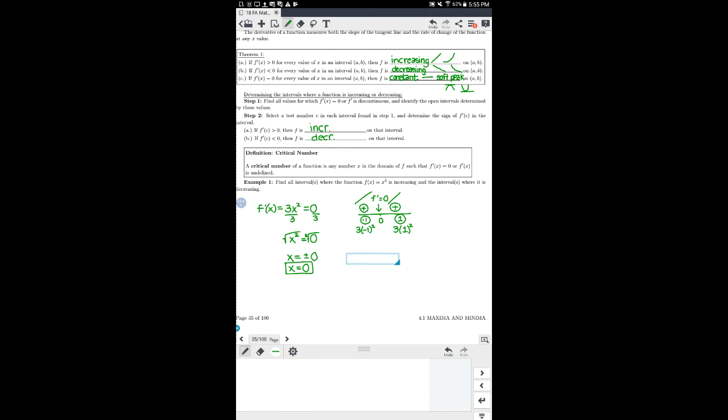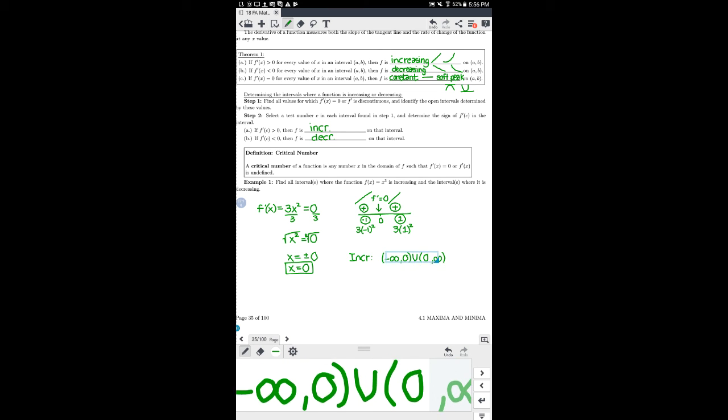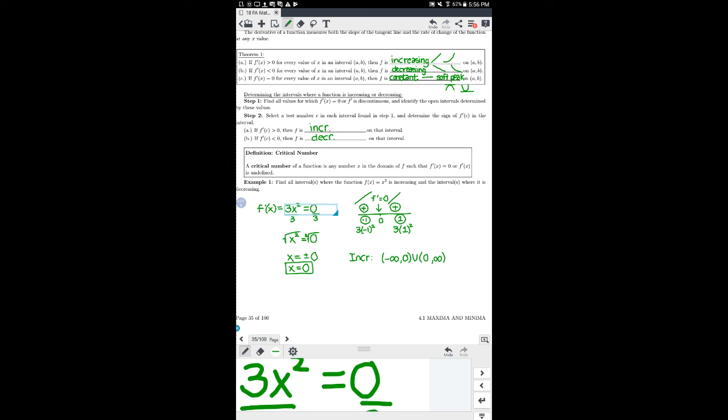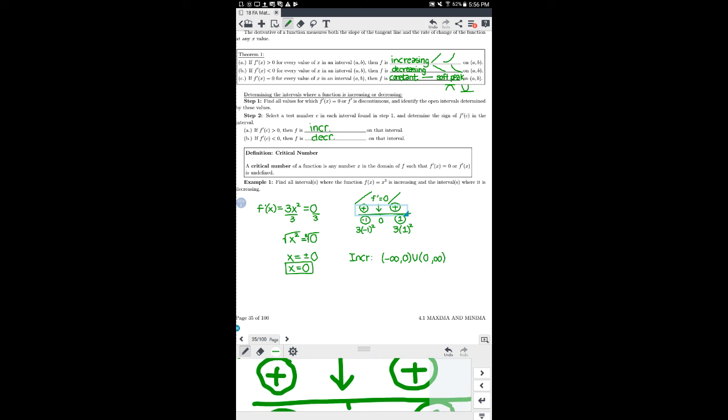So I'm going to interpret my answers. I want the intervals where I'm increasing and decreasing, is what I'm asked for in this problem. So I'm increasing before 0 and after 0. So I'm increasing -infinity to 0, union 0 to infinity. And the reason why I don't just write I'm increasing -infinity to positive infinity is because I don't have a positive derivative at 0. My derivative at 0 is 0. I'm constant there. So I'm not actually increasing there. But I am increasing before and after.